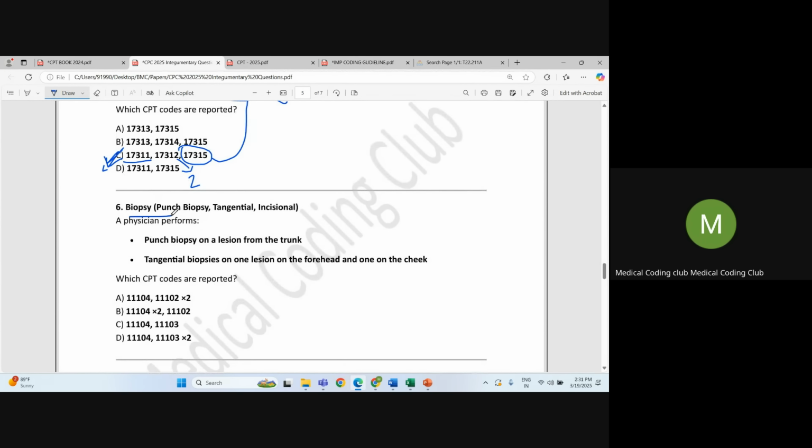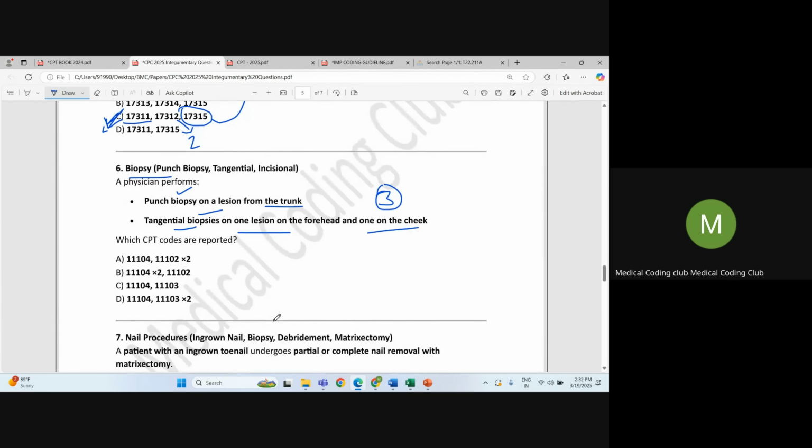And next is a biopsy question. They did a punch biopsy on the lesion from the trunk and a tangential biopsy on one lesion on the forehead and one on the cheek. So in total how many biopsies did they do? Total 3 lesions. On one lesion they used punch biopsy, and on the remaining 2 lesions they did the tangential biopsy technique. So how to code? We'll see now.